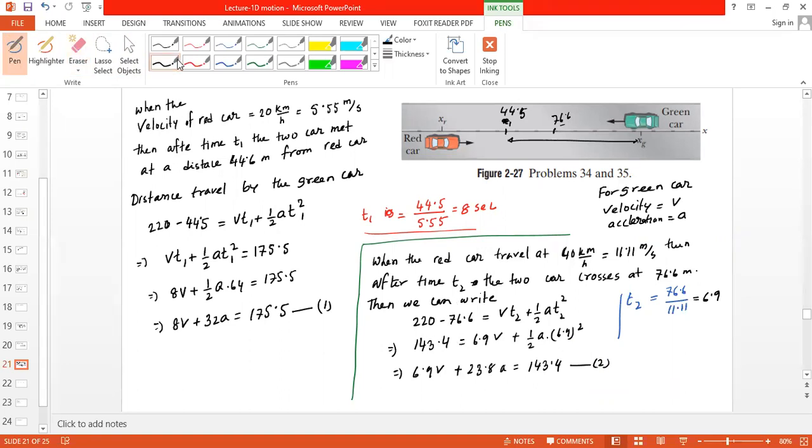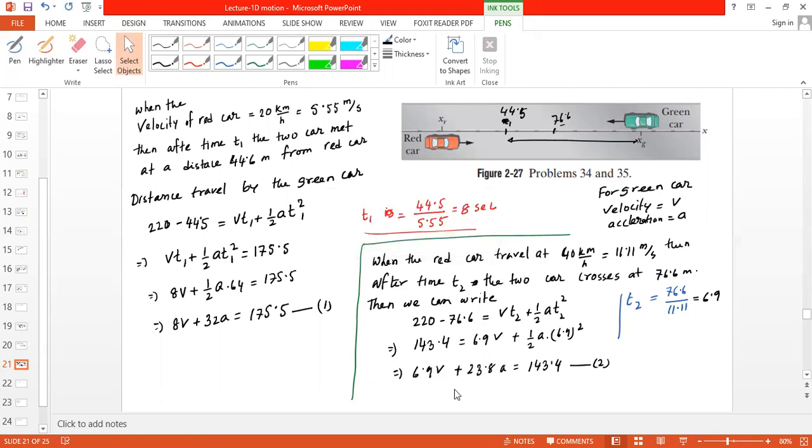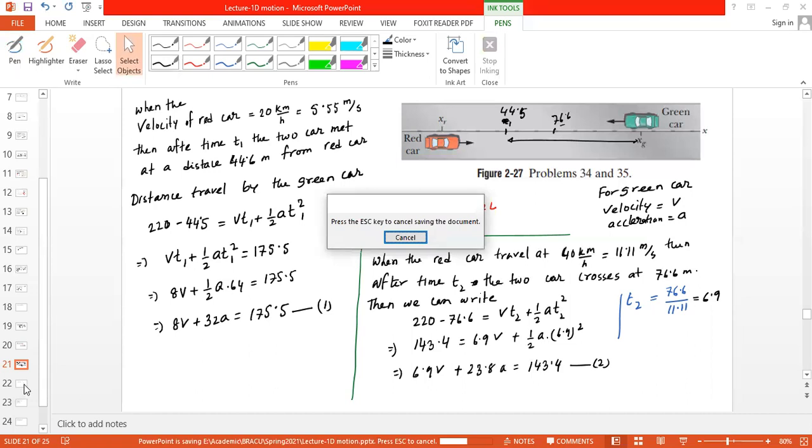Now just have a look here. We have two equations, equation number 1 and equation number 2, and these have two unknowns. So is it possible to solve these two equations? Yes, sir. By solving these two equations, we get v and a, which is what they were asking for: the velocity and acceleration of the green car. Okay, clear? Yes, sir. Let's try one or two more maths.